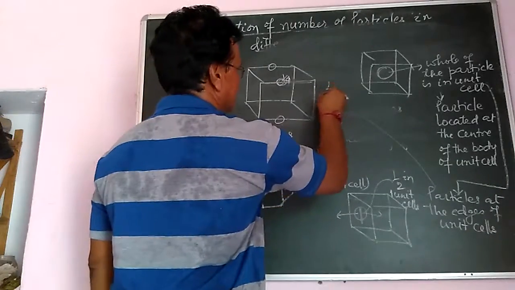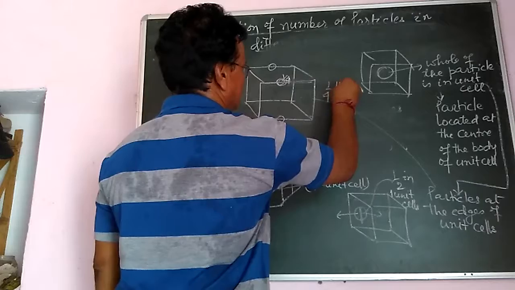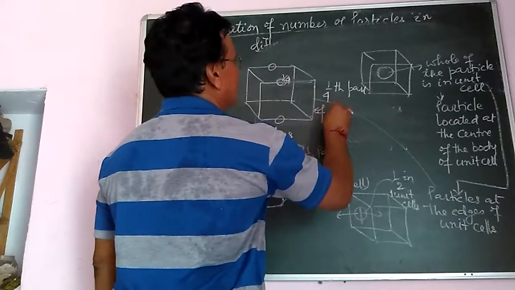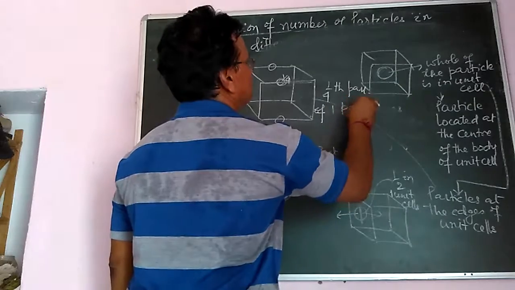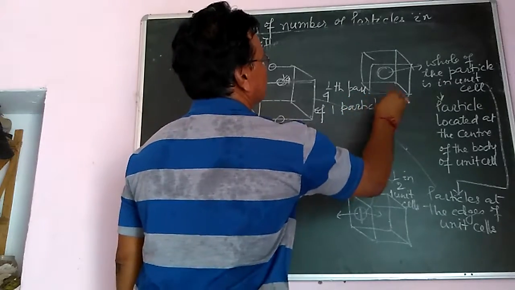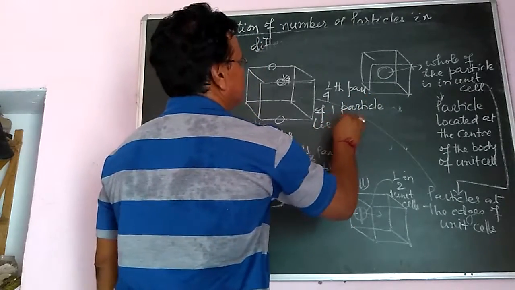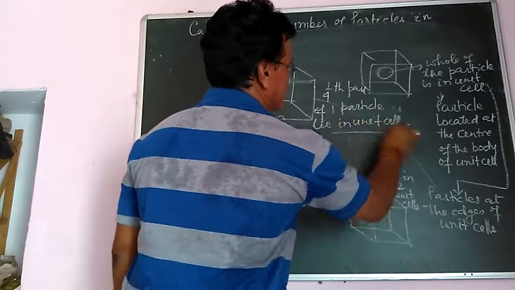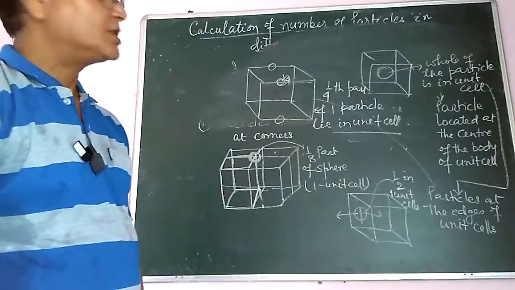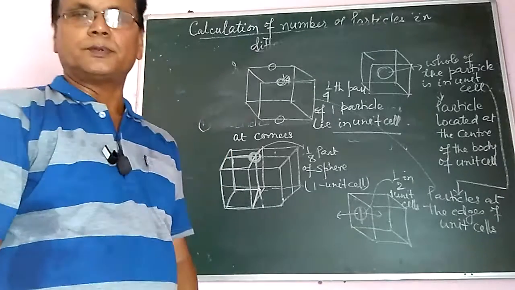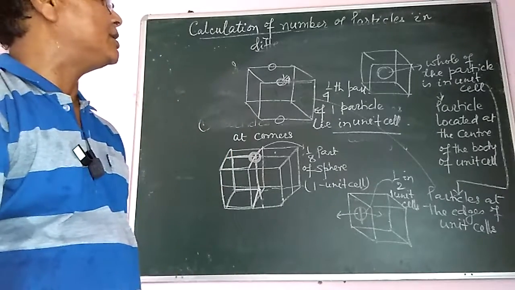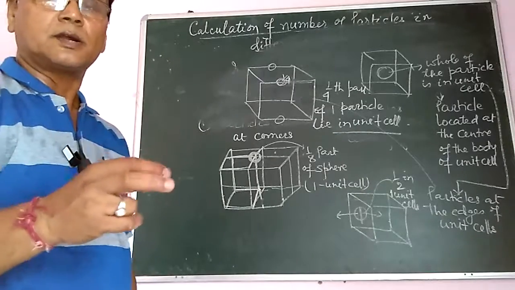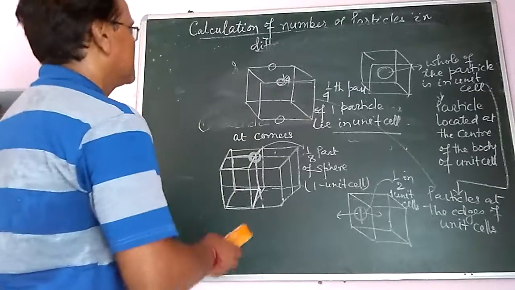It means, what do we mean? 1/4 part of one particle lies in the unit cell. You have studied about the part of the particles contributed in the unit cell.